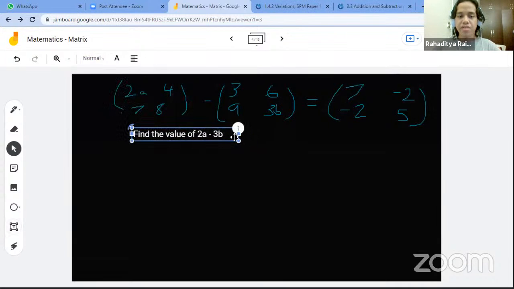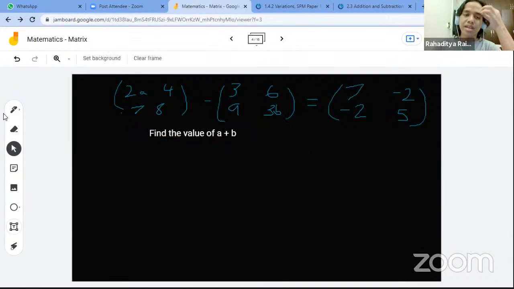But yes, find the value of... wait, no, not 2a minus 3b. Find the value of a plus b. Okay, so this one, I think you guys... okay, so what should you do first, based on what you've already practiced?